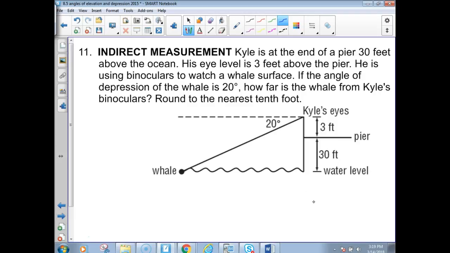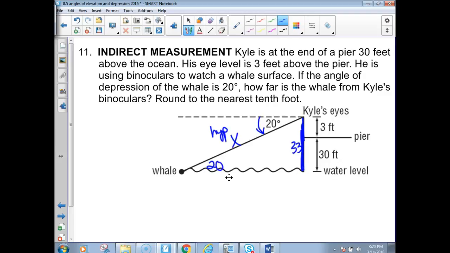All right, and then indirect measurement. Kyle's at the end of a pier 30 feet above the ocean. His eye level's 3 feet above the pier. So that means we have a total right here of 33 feet. He is using binoculars to watch a whale surface. If the angle of depression of the whale is 20 degrees, how far is the whale from Kyle's binoculars? So his binoculars are up here by his eyes, so that's going to be a hypotenuse. The angle of depression equals the angle of elevation from the whale to Kyle. If the whale is looking at Kyle, the angle's the same there.